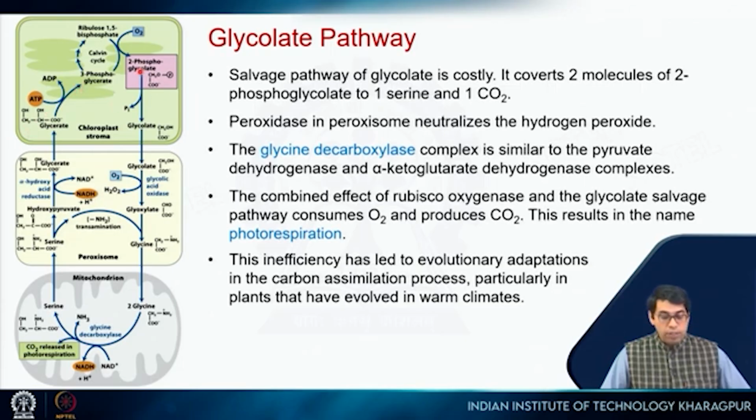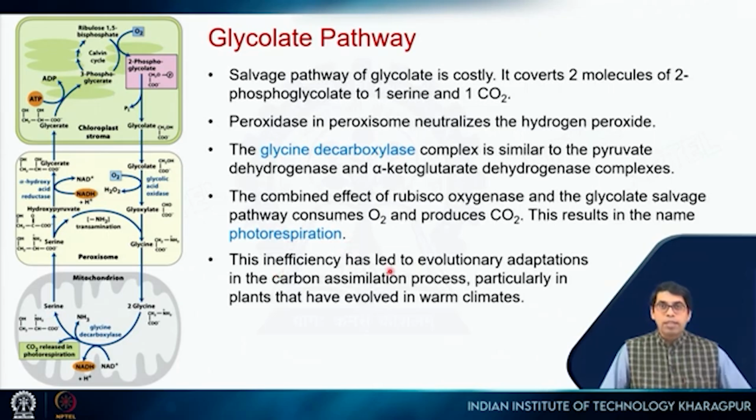Now, 2 molecules of these are taken to produce 1 molecule of 3-phosphoglycerate. 3 carbons are here and 1 carbon is released as carbon dioxide, right. So, the combined effect of Rubisco oxygenase and the glycolate salvage pathway consumes oxygen which is here and produces carbon dioxide which is here. This results in the name photorespiration.